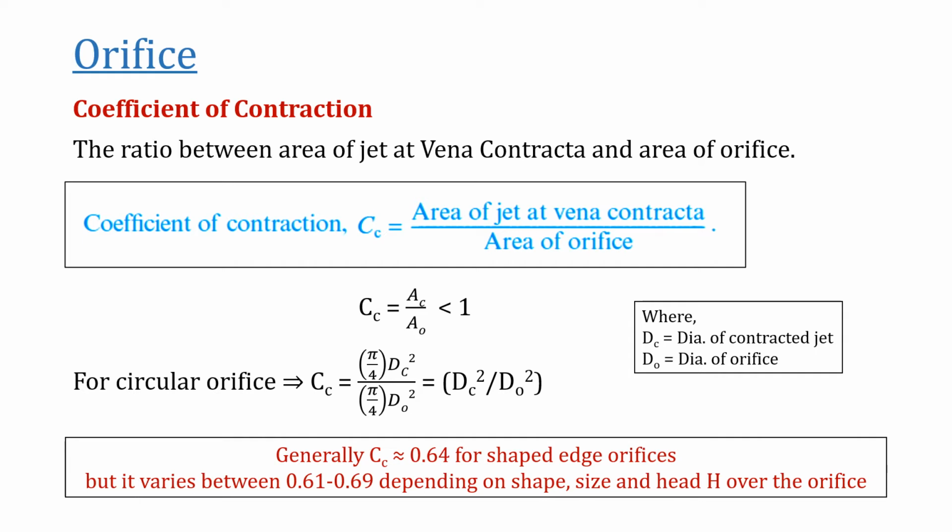For a circular orifice, we can rewrite the expression in the form of diameter. So it will be a ratio of d_c squared over d_0 squared, where d_c is the diameter of the contracted jet at the vena contracta and d_0 is the diameter of the orifice. For a sharp edge orifice, C sub C is generally taken as 0.64, but it can vary from 0.61 to 0.69.